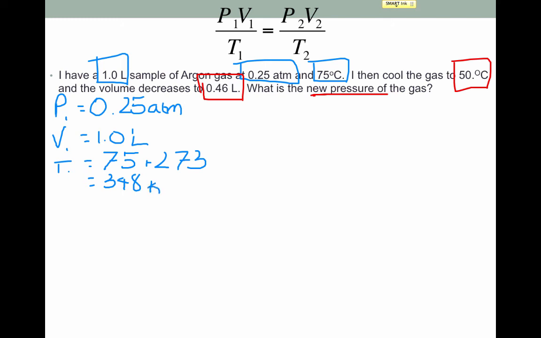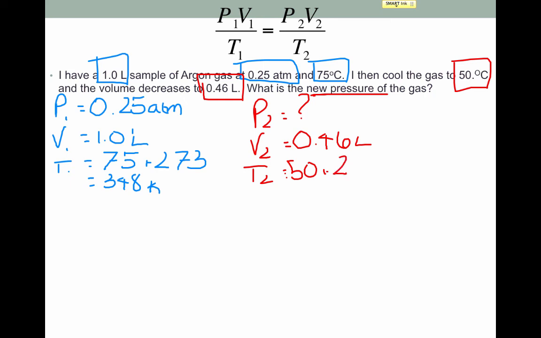On the right-hand side, again, we want P2 this time, V2, and T2. Here, our new pressure after the change is what we're looking for, so that will be our X. Our new volume will be 0.46 liters, and our new temperature will be 50 plus 273, which gives us a T2 equal to 323 Kelvin.